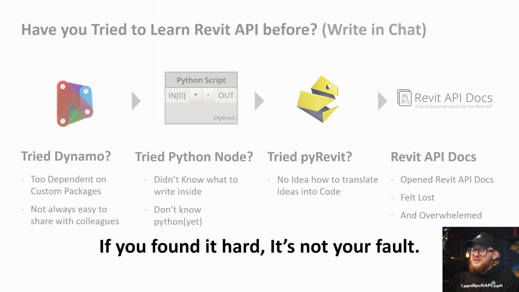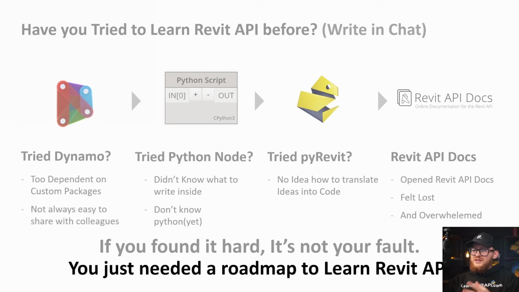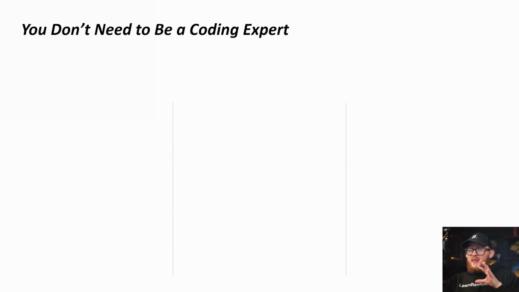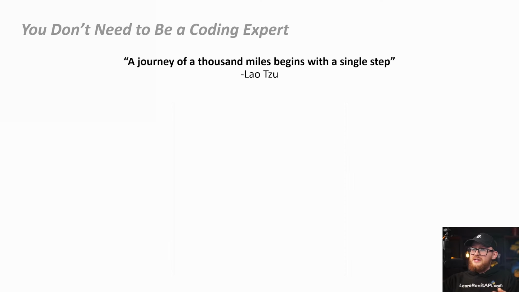And listen, if you found it hard, that's okay. It's not your fault. You just needed a roadmap to learn Revit API. Revit API is not an easy topic, and when you begin, if you don't even know where to start, it's really hard to concentrate and focus on the things that you need to start with. I also want to point out that you don't need to be a coding expert, right? As there is this famous quote, a journey of 1,000 miles begins with a single step. This is where pretty much all of us start. We don't know anything, and somehow we begin with the coding. Maybe we just dive straight into pyRevit or Dynamo, and we just learn on the go.